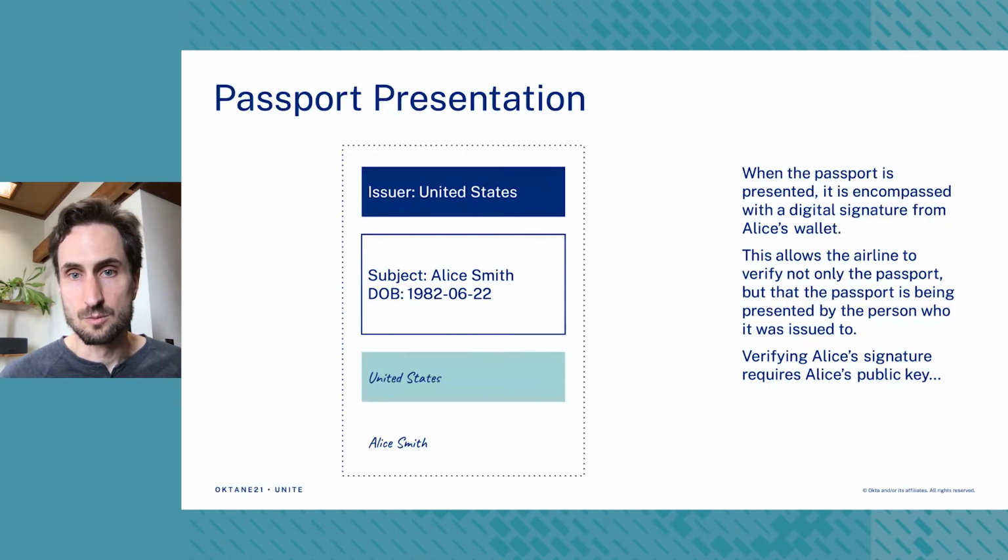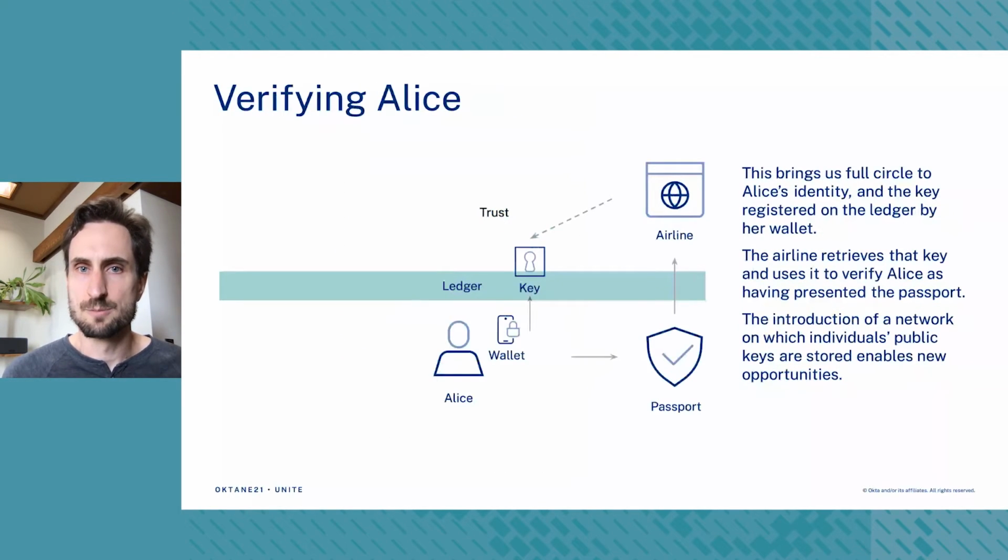Verifying this signature requires Alice's public key, however. Let's examine how that is obtained. Validating the signature on the passport presentation brings us full circle, back to Alice's identifier and the public key her wallet registered on the ledger. Just as it did when using the United States public key to verify the passport itself, the airline retrieves Alice's public key from the ledger and uses it to verify the passport presentation. We'll examine this in more detail in the next section when we dive into technical details.